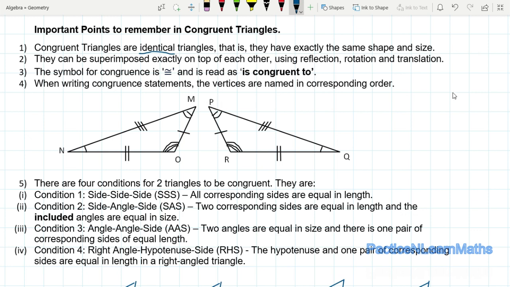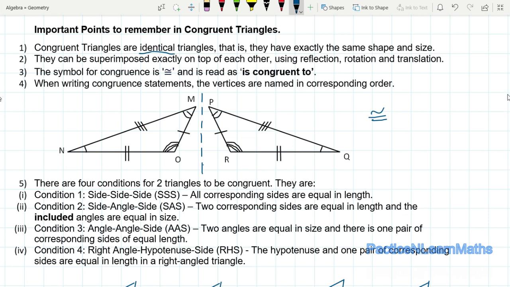So you can place one triangle on top of the other using reflection. Like suppose we draw a mirror over here. You see these two triangles are congruent, and if this line is the mirror, then they are reflecting each other. Similarly, rotation and translation will also work over here. The symbol for congruence is this and is read as is congruent to. So the symbol again I am writing, it's like an equal sign with a similar symbol on top.